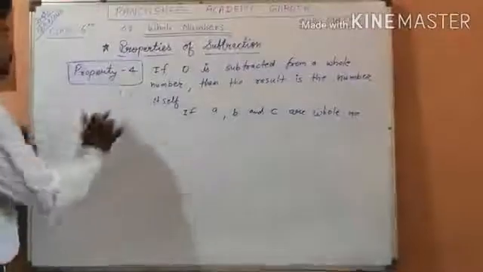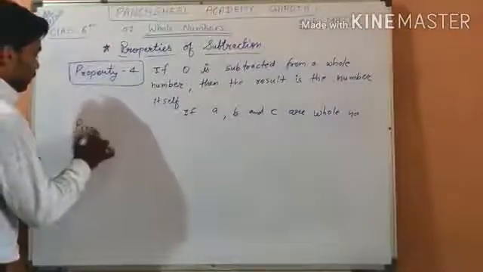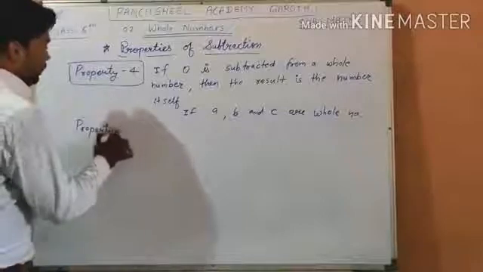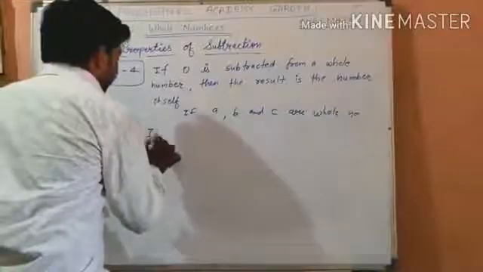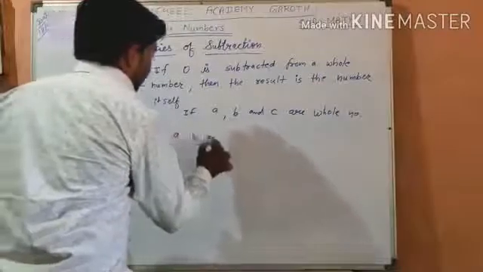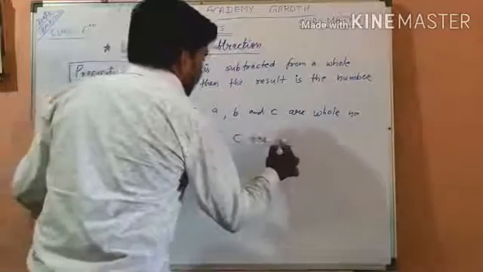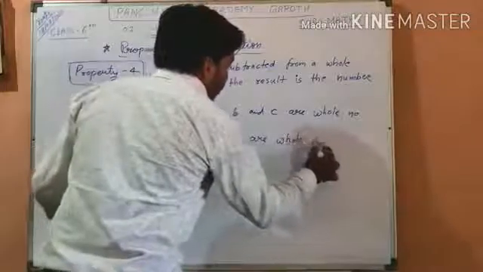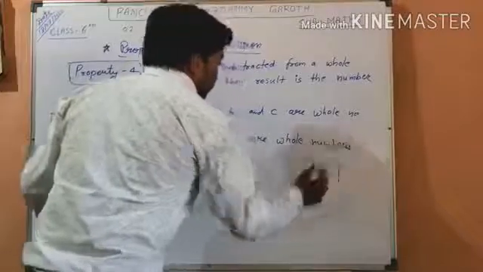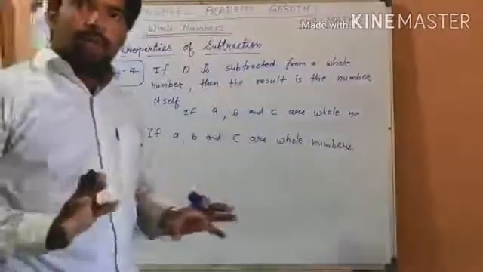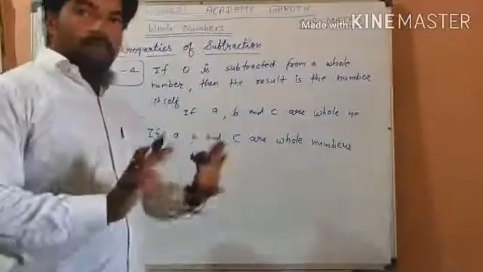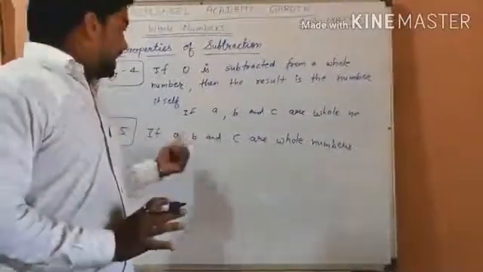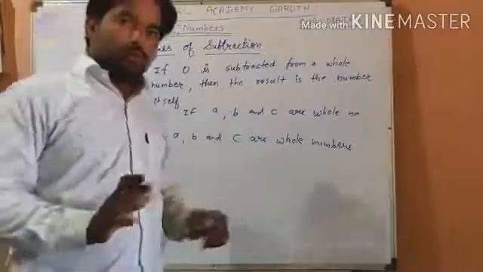Okay. So the last but not least, property of subtraction, property 5. So let's suppose A, B and C are whole numbers. My dear students, you must not get confused with this ABC. These ABC are not numbers, they are variables, but we are taking them for the example. Okay. So you must not get confused.